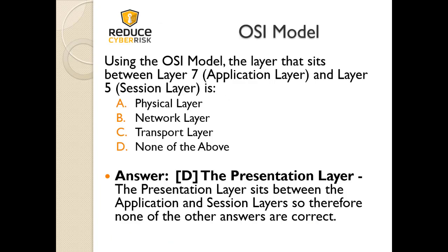Okay, so in today's questions, we're going to get into the OSI model, or as I like to affectionately call it, the OSI 7-layer burrito. Using the OSI model, the layer that sits between layer 7, the application layer, and layer 5, the session layer, is: A, physical layer, B, network layer, C, transport layer, or D, none of the above. The answer is D, the presentation layer.